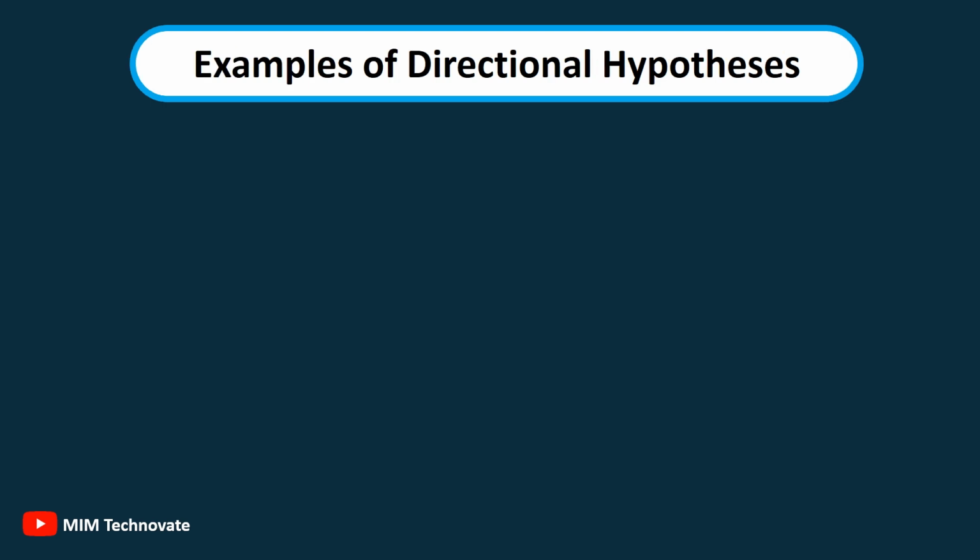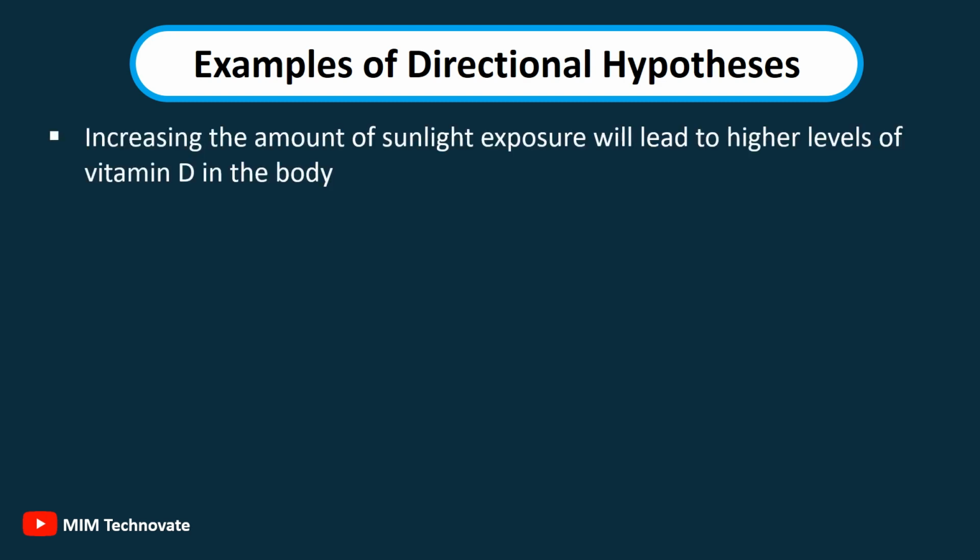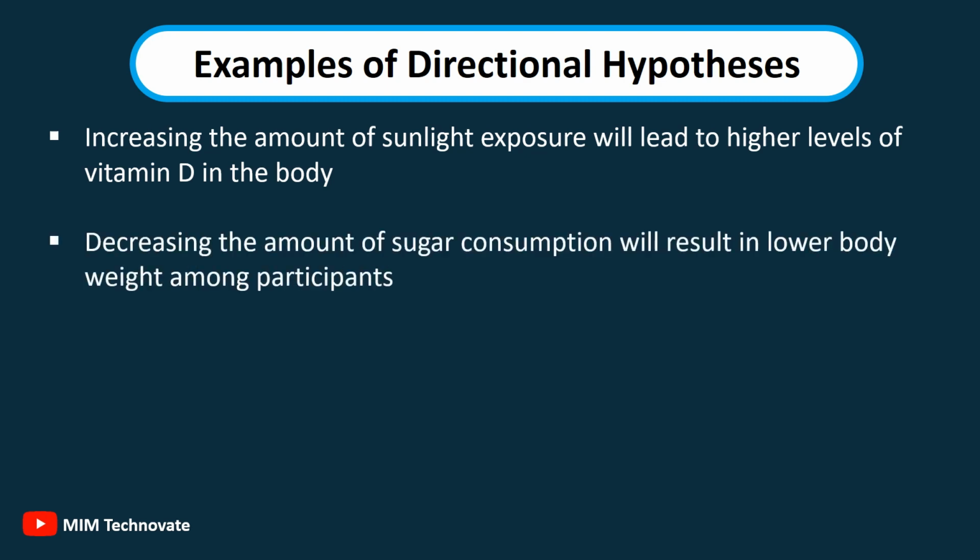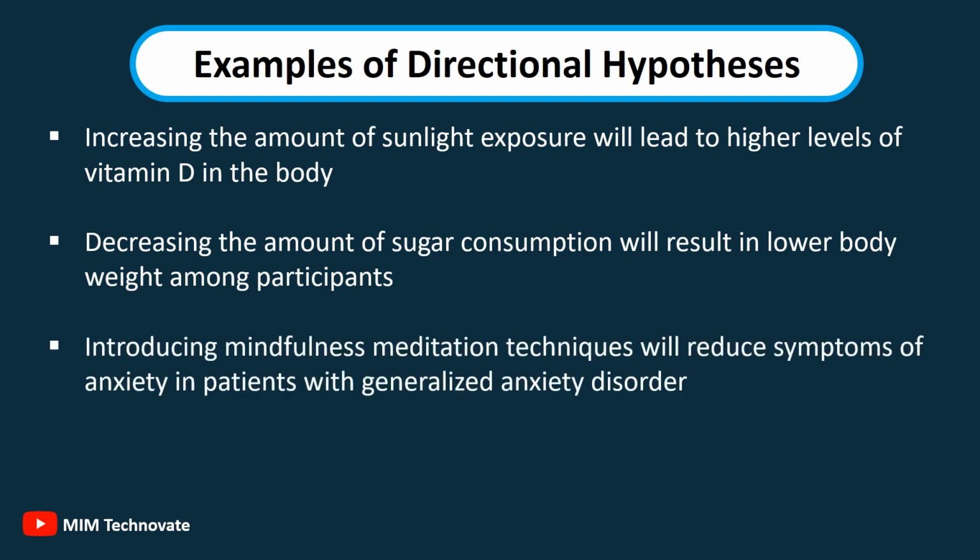Examples of a directional hypothesis. Increasing the amount of sunlight exposure will lead to higher levels of vitamin D in the body. Decreasing the amount of sugar consumption will result in lower body weight among participants. Introducing mindfulness meditation techniques will reduce symptoms of depression in patients with depression disorder.